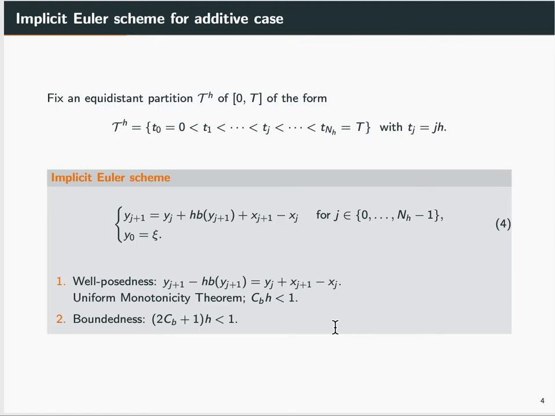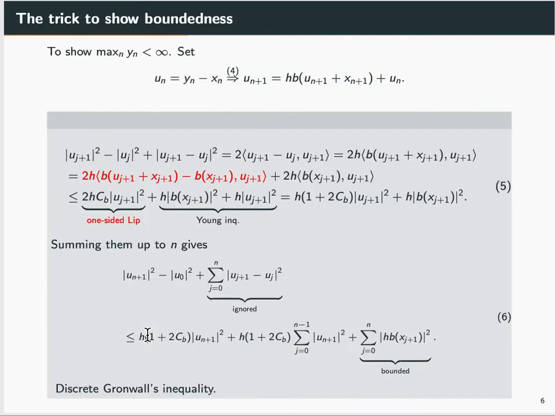The second issue we need to deal with is the boundedness of the numerical solution y_n. To do it, we need to first change variables. So here we define a new variable u_n as the difference between the solution y_n and the noise x_n. Then the implicit Euler scheme can be reformulated in terms of u_n and x_n. Instead of showing the boundedness of y_n, we show the boundedness of u_n.